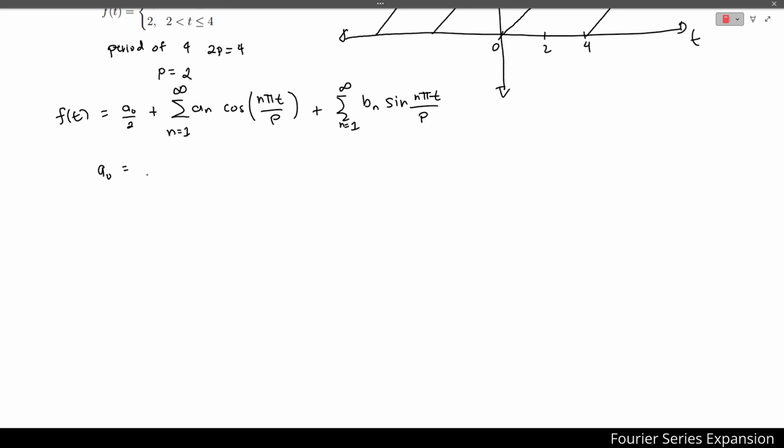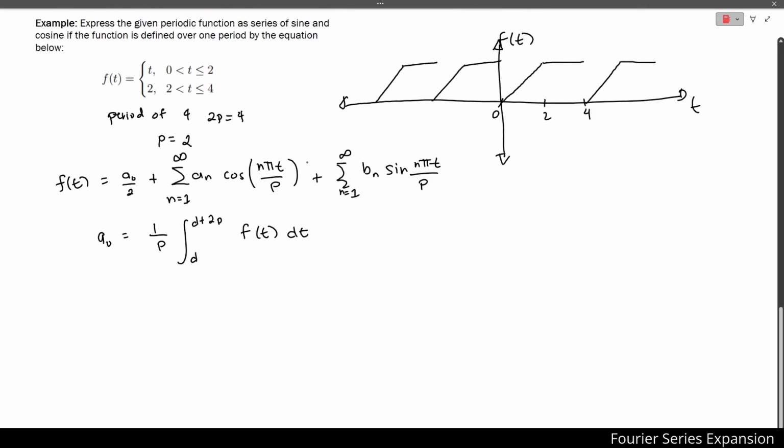A naught is equal to 1 over p, integrating from d to d plus 2p, f of t dt. Our 1 over p is 1 over 2. Then, we can just check for any range. So, gamitin natin 0 to 4. So, d will be 0, d plus 2p will be 4. Ito yung bounds ng ating function. F of t natin is yung f of t natin kanina.